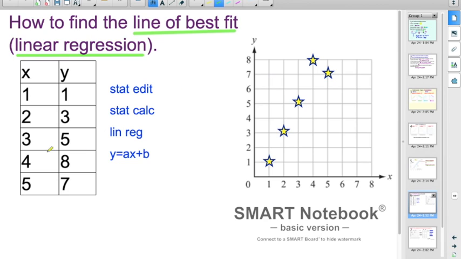So here, it gives us a table of values, right? At the x value of 1, the y value is 1. At the x value of 2, the y value is 3. 3, 5, 4, 8, and 5, 7. Okay? So if you want to figure out how to find the line of best fit, the steps are here. The first step you got to do is hit stat edit. So everybody should take out their calculator now.